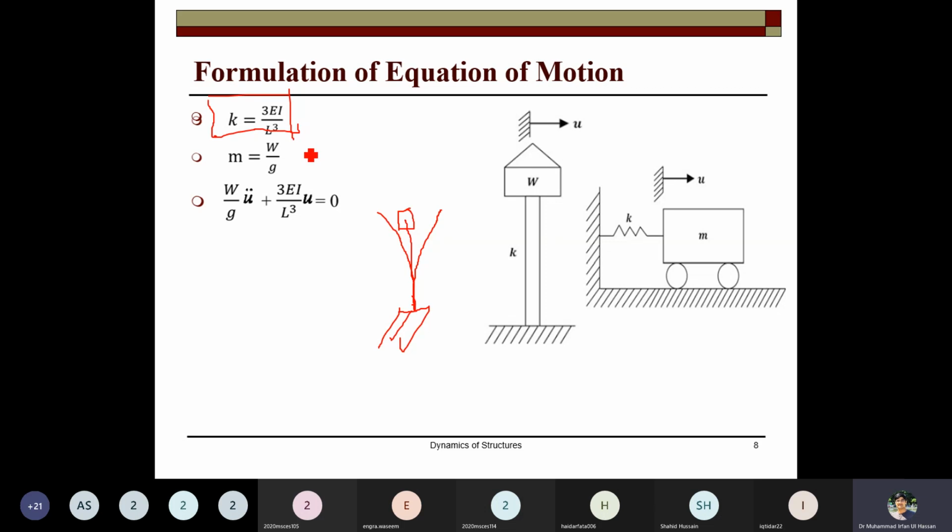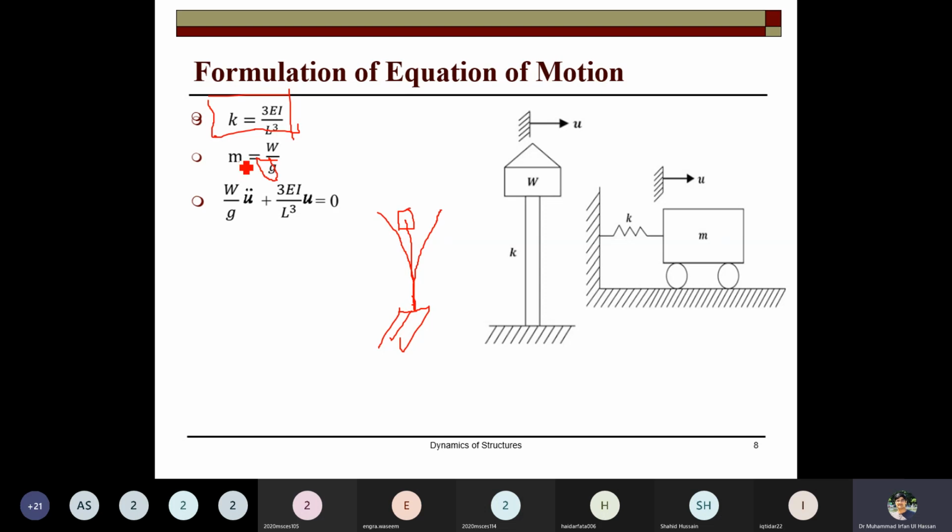So you know the mass in the dynamics is written in terms of W over G, because we have to involve the G value in the mass. So stiffness is in, let's say, Newton per millimeter or pound per inch. The mass should be in kilonewton second square per meter or pound second square per inch. So in this way the mass can be written.